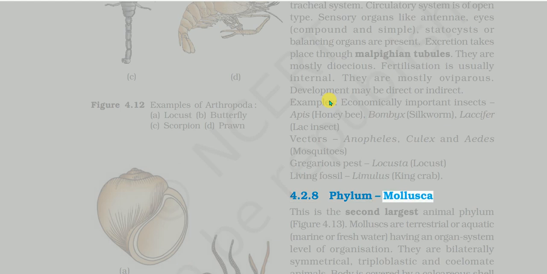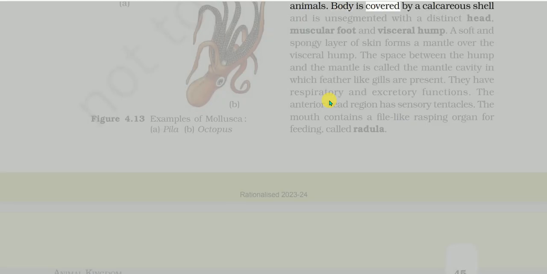4.2.8 Phylum Mollusca. This is the second largest animal phylum, figure 4.13. Mollusks are terrestrial or aquatic, marine or freshwater, having an organ system level of organization. They are bilaterally symmetrical, triploblastic and coelomate animals. Body is covered by a calcareous shell and is unsegmented with a distinct head, muscular foot and visceral hump. A soft and spongy layer of skin forms a mantle over the visceral hump. The space between the hump and the mantle is called the mantle cavity, in which feather-like gills are present. They have respiratory and excretory functions. The anterior head region has sensory tentacles. The mouth contains a file-like rasping organ for feeding, called radula.